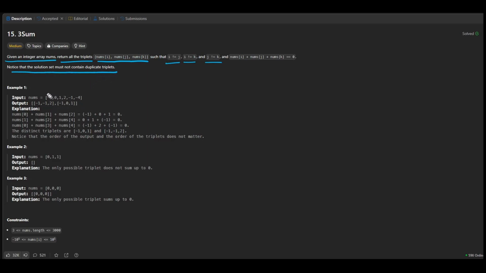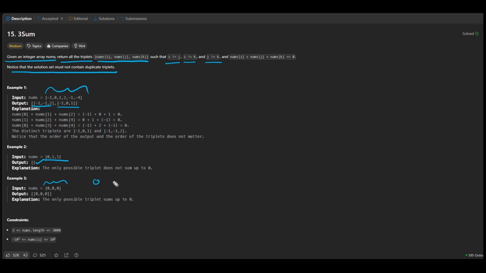So let's take this example. In this list, these triplets sum to 0. So minus 1, minus 1, 2 sum to 0, minus 1, 0, 1 sum to 0. In this example, it cannot sum to 0 at all, so we return an empty list. Over here, we can create one triplet: 0 plus 0 plus 0 is equal to 0. And we cannot create anything else.